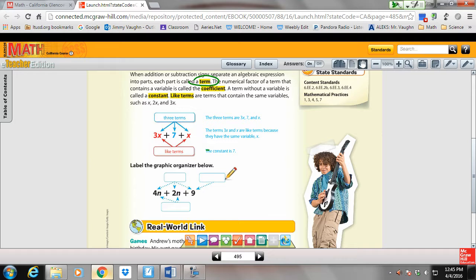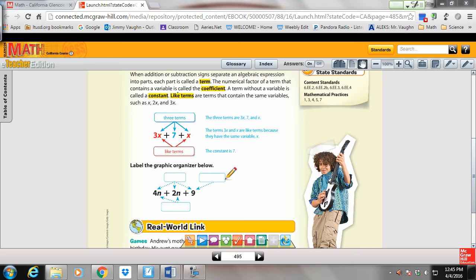Now you might be saying, well, what about 3 times x? That's not considered separate terms. That is one term. So this expression right here has 3 terms. And so that's going to be referred to quite a bit.